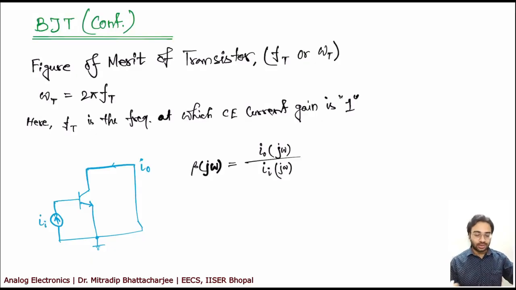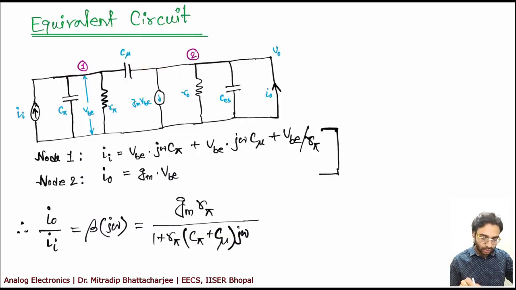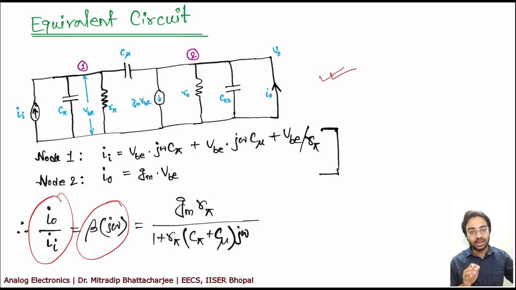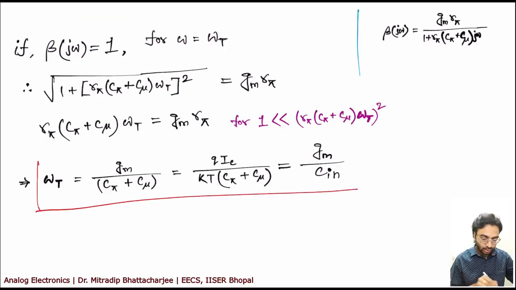So we have already discussed the figure of merit for BJTs, which is defined as Ft or omega t, and the relation between Ft and omega t is omega t equal to 2 pi Ft. And then I also have shown the equivalent circuit and derived the beta j omega term, and I've said when beta j omega equal to 1, whatever is the value of omega will be known as omega t. So that way we have got this expression for omega t.